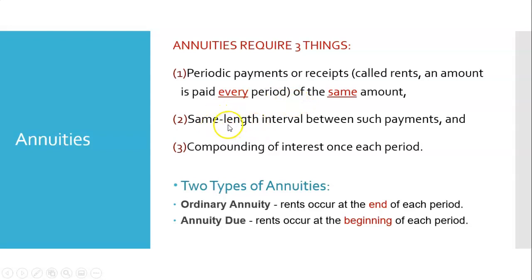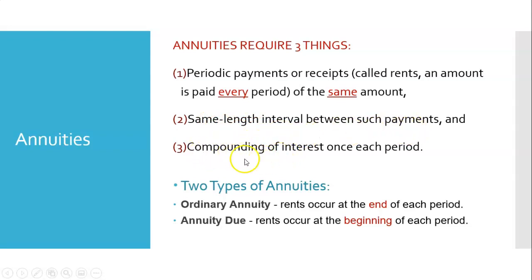Okay. The same length interval needs to be between each payment. So here we had the $1,000 deposited every year, okay? So that doesn't mean that sometimes it's 8 months and sometimes it's 14 months. We're talking about a 12-month, once a year period. It's the same period between each payment.